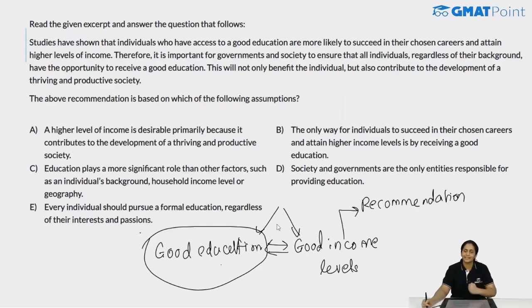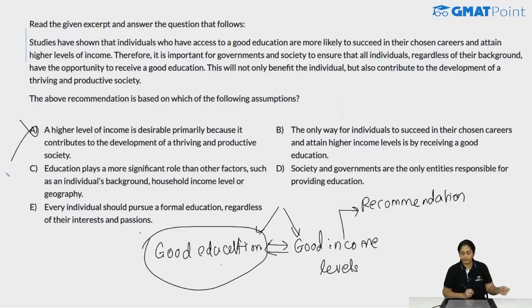does your argument get invalidated? No, because if the individual is benefited, even if that is the primary cause or primary motivation as such, the fact that it has a secondary effect, positive effect on society, is not invalidated as such. And because it is not invalidated, the recommended step or recommended course of action is also not invalidated, which means that even if your primary concern is not the society but the individual, it does not matter to the final conclusion as such. So A is not an assumption that is being made.